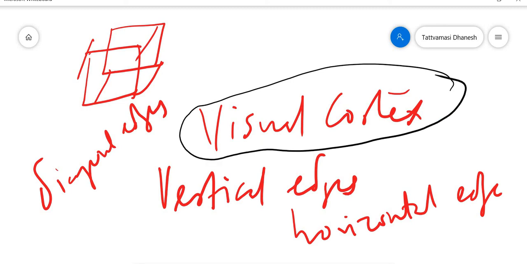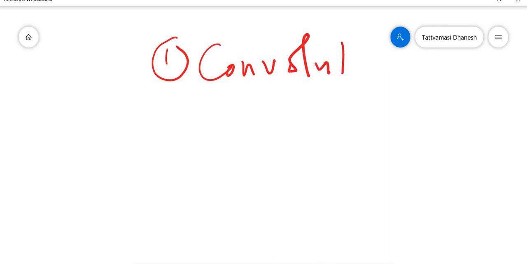Now I am getting into another thing, the architecture of the convolutional neural network. If you try to understand, it consists of four layers. The first one is the convolution layer. This is the first layer, very important, the convolution layer.